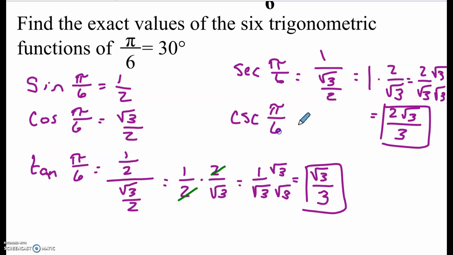For cosecant, 1 over 1/2, 1 over our y value, or our sine value. 1 times 2 over 1, which is 2.